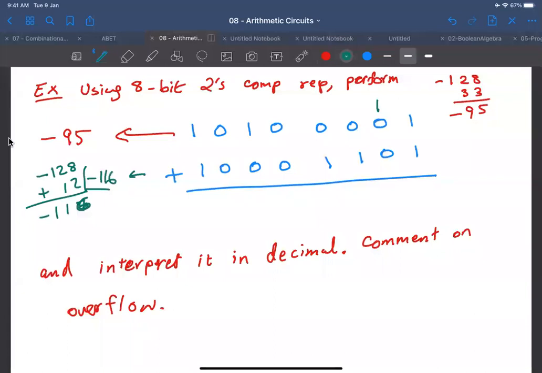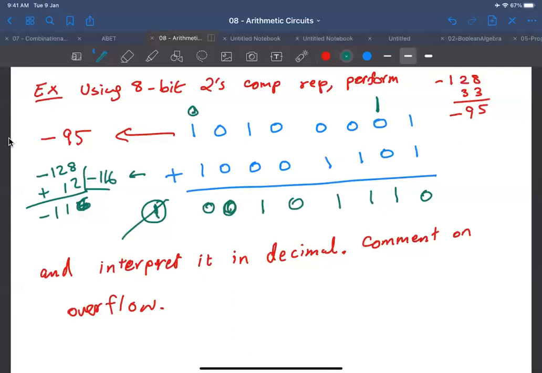Let's see the answer here. So 0 with a carry of 1, and then 1, and then 1, and then 1, and then 0, and then 1, and then 0, and then 0 with a carry of 1. You see that? So this one is going to be discarded. However, you can see that this 0 creates a 0 carry here. Since the last two carries are different, we have an overflow here. Why do we have an overflow? Because the input numbers are negative, whereas the result is positive.